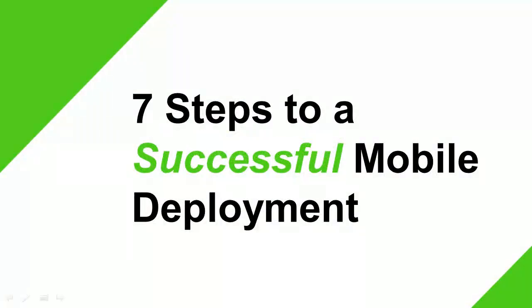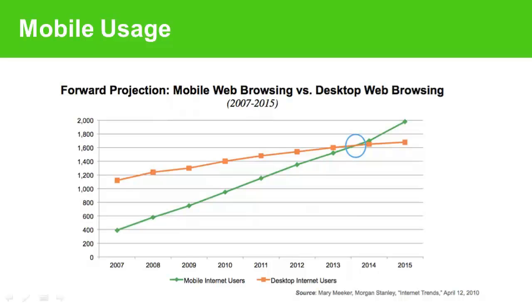Now, before we start going through the 7 steps, I want to talk about what we mean when we say successful. A successful mobile app is an app that offers users an exceptional experience. Consider that today there are more mobile devices than desktop devices. Mobile is no longer optional, it's absolutely critical.